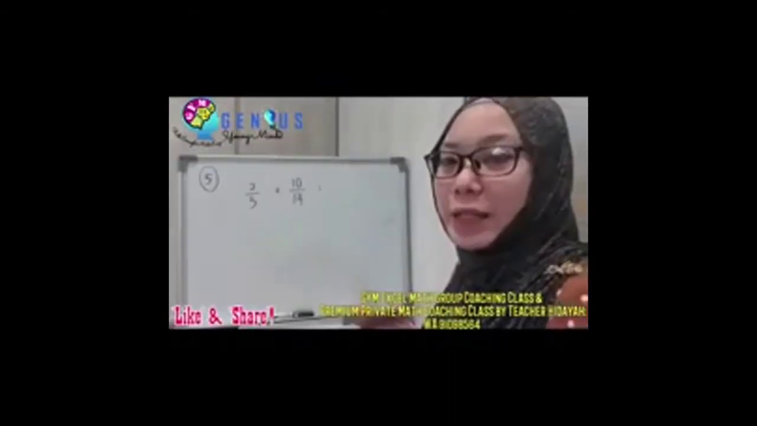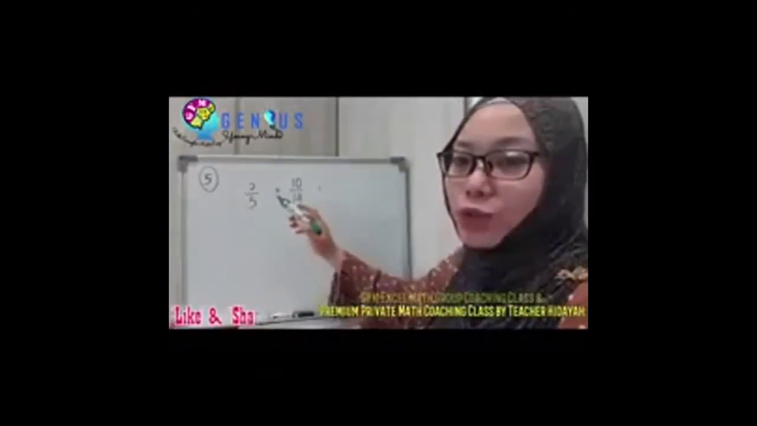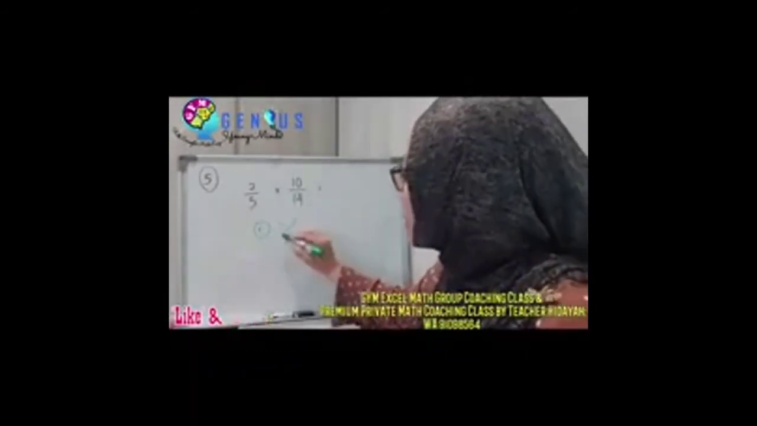Understand? Here's tip number 5 for fractions. When you have multiplication of fractions like that, 2 over 5 times 10 over 14, the first step is to look crosswise, which means this way.